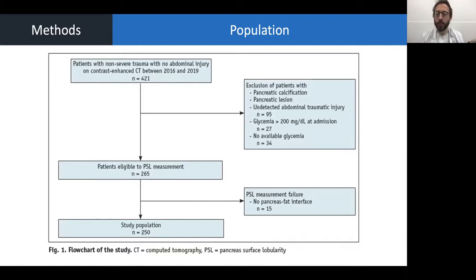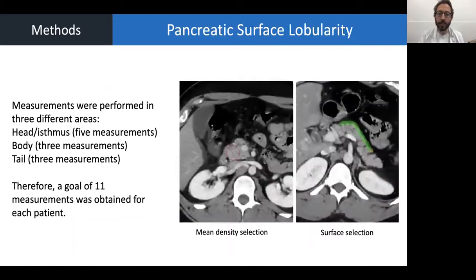We made sure to exclude patients with a history of diabetes, because we don't know how much diabetes can influence the lobularity of the pancreas. And we ended up with 265 patients that were eligible for PSL measurement. We could not perform the measurement in 15 patients because there was an absence of interface between the pancreas and the fat. So the final study population included 250 patients.